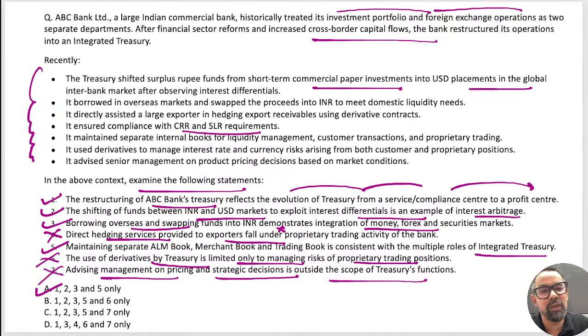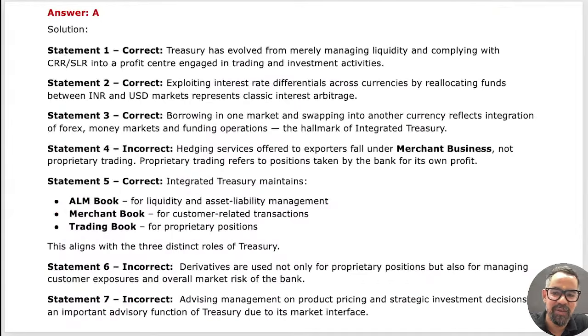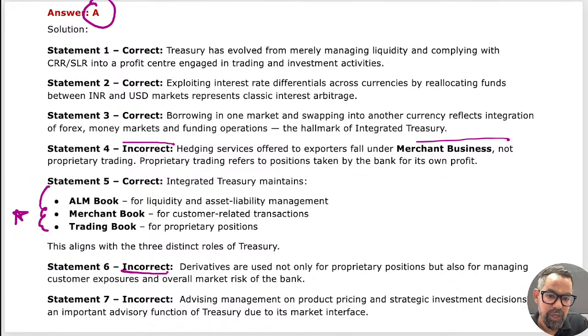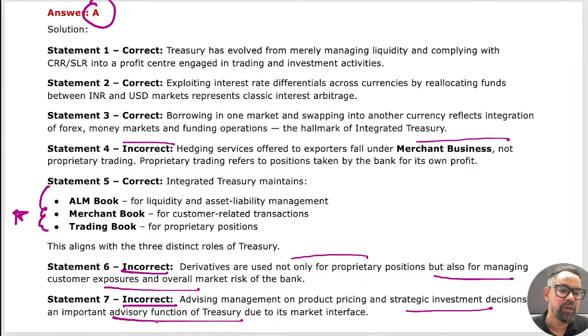With bigger questions, you guys use elimination, right? So option A only will be the right answer for this one. Statement 4 was wrong. Hedging services offered to exporters fall under the merchant business. These are the three books which treasury maintains, right? Sixth statement: derivatives are used not only for proprietary but also for managing customer exposure. And the fifth one, advising management on pricing and strategic decisions, is an important advisory function of the treasury itself, right?